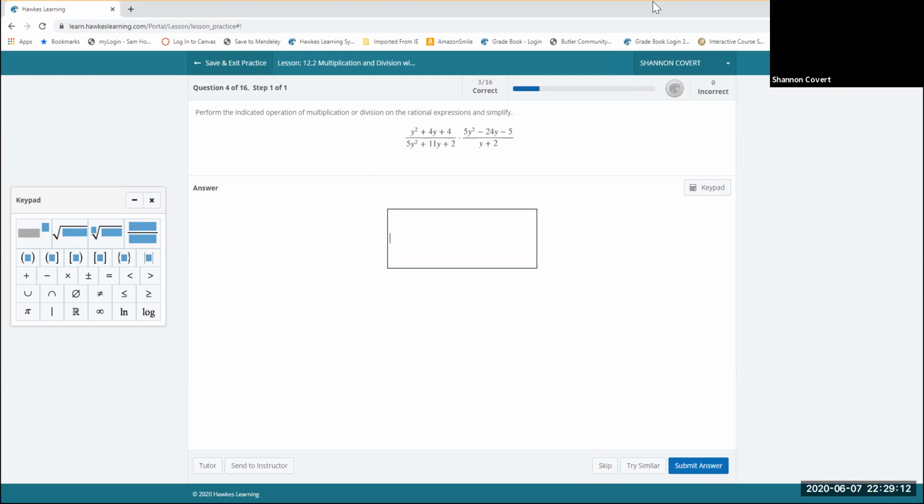We have y squared plus 4y plus 4 over 5y squared plus 11y plus 2 multiplied times 5y squared minus 24y minus 5 over y plus 2. Let's start factoring.